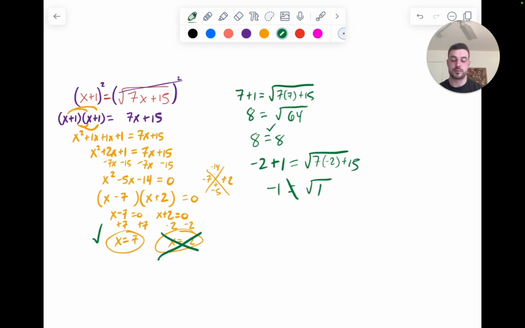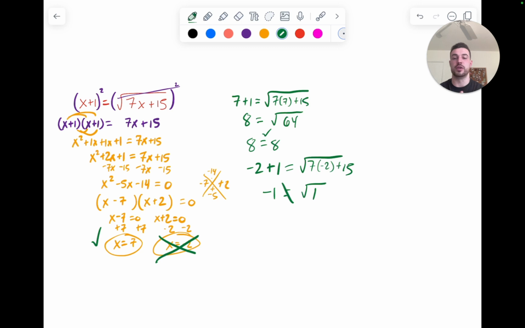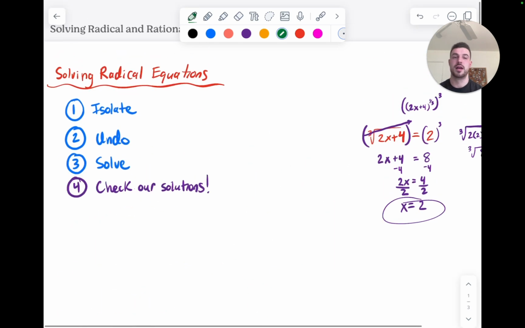So for these problems, if we get multiple solutions, they either could both work, one of them could work, or neither of them can work. That is absolutely an option that might come up. But the key idea is remembering these steps. Isolate the radical, get it by itself. Undo it using exponents. Solve the equation, and once we get our solution, plug it back in to check our work.